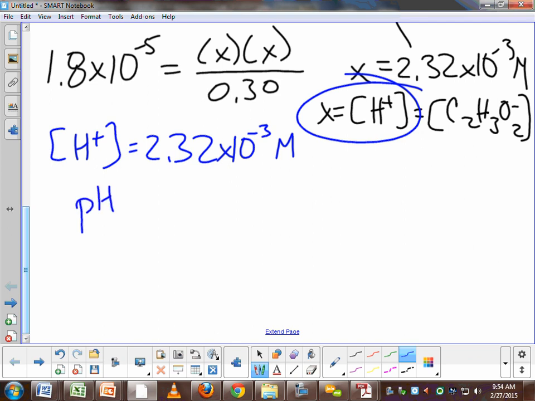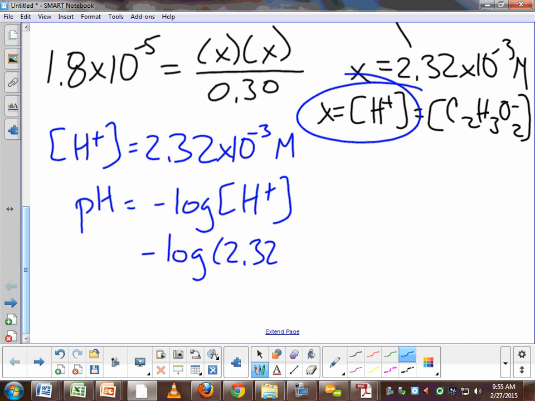pH is the negative log of our hydrogen ion concentration. So we're going to do the negative log of 2.32 times 10 to the minus 3rd molar. Doing that math, we get a pH value of 2.63.